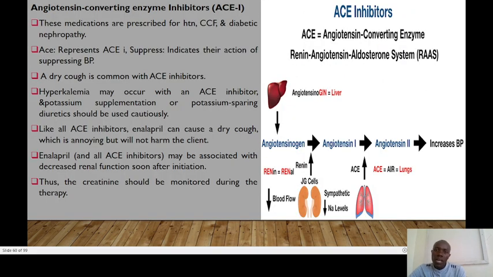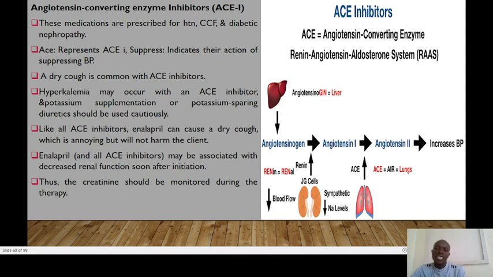So for us to really tackle this system, we could target angiotensin 2, which is the potent vasoconstrictor. One of the pharmacological target points is using the angiotensin converting enzyme inhibitors, the ACE inhibitors. This medication will be prescribed for patients with hypertension, congestive cardiac failure, and even those with diabetic nephropathy.